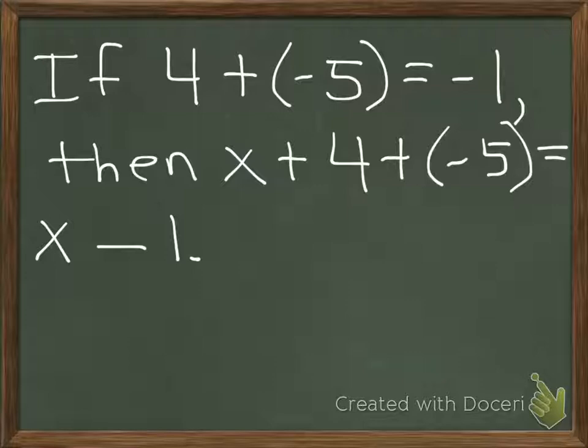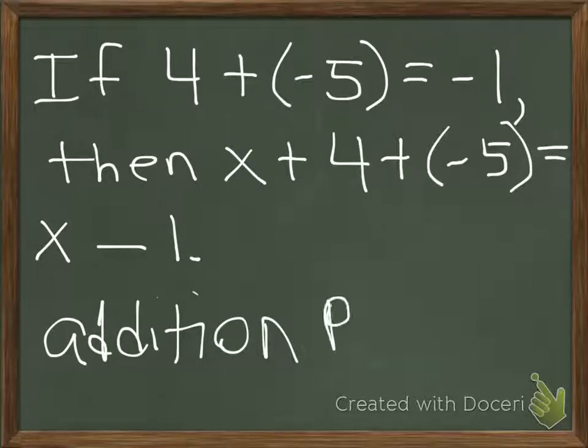As you can see there, the x has been added, so we're going to say this is the addition property. And to be specific from our list of properties of real numbers, it is the addition property of equality. So we're going to write that.